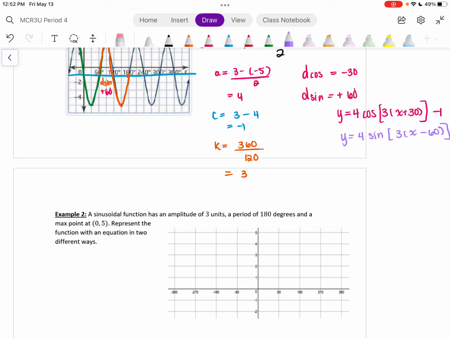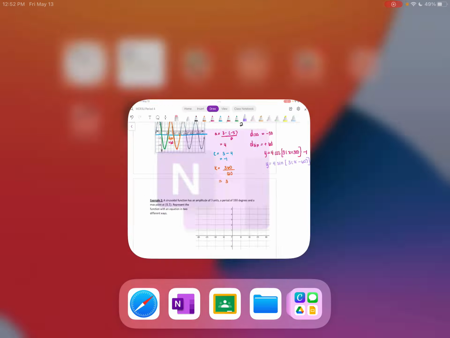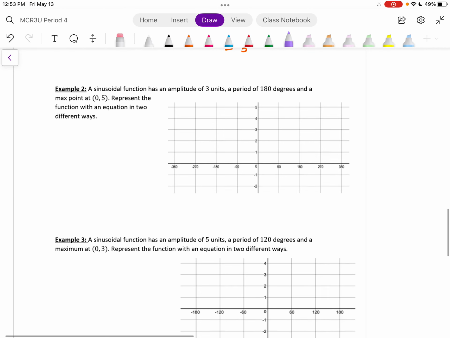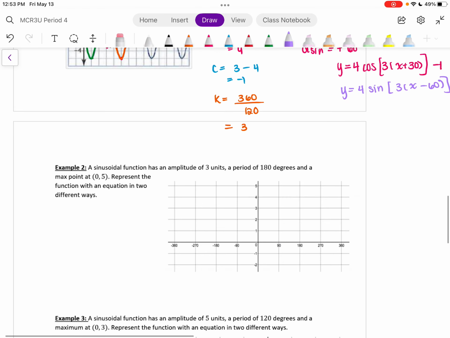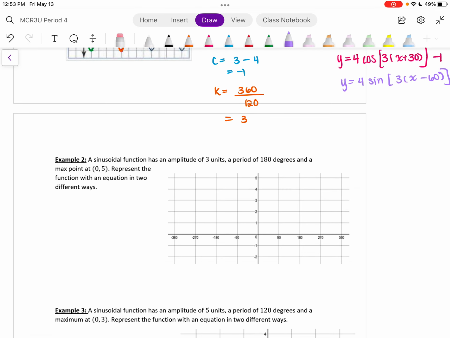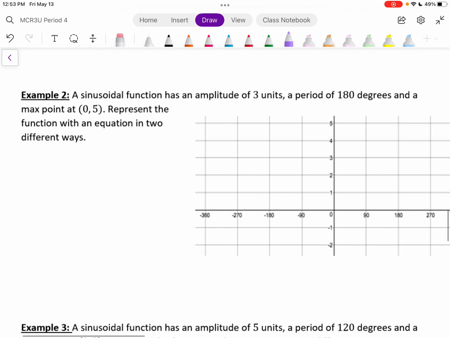So last thing that we're going to do is I'm going to be drawing both example 2 and example 3. Now, instead of being given a graph, we're actually just given information properties about this graph, right? So we actually have to make the graph from scratch. This is one of those times where, remember I said that the amplitude max plus min won't always work. This is one of those situations.